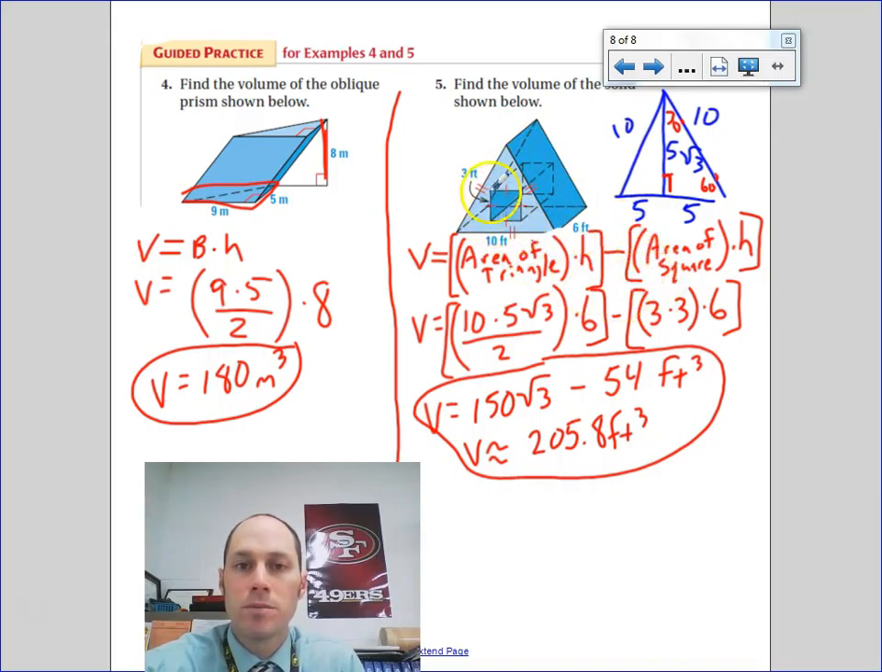And 3 by 3 is the base for my square times the height of 6. Simplify that all out, I get 150 times the square root of 3 minus 54, and approximately 205.8 feet cubed.